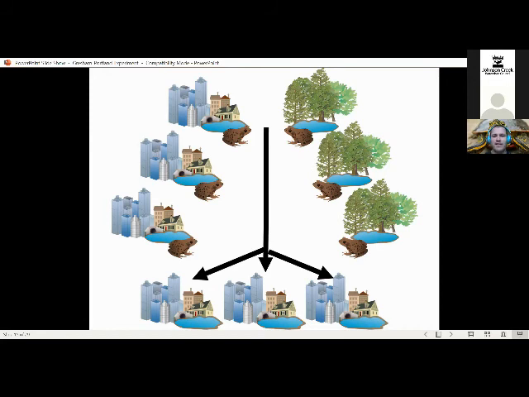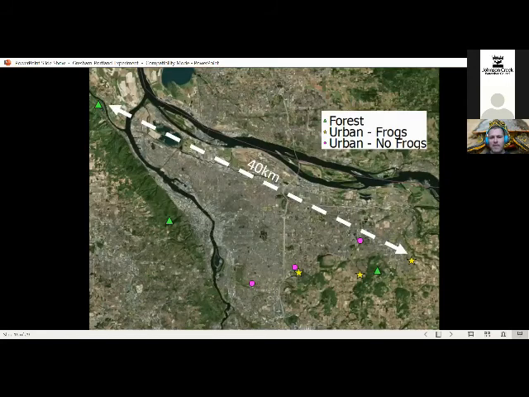And this is just a quick map to show you some of the sites that we had across the city. These little green triangles are our forested control sites where we had the red-legged frogs. The yellow stars are our urban stormwater ponds where red-legged frogs currently breed. And the pinky purple dots are urban sites where there currently aren't any red-legged frogs present. And we have really good longitudinal data showing that red-legged frogs are not present in these sites.